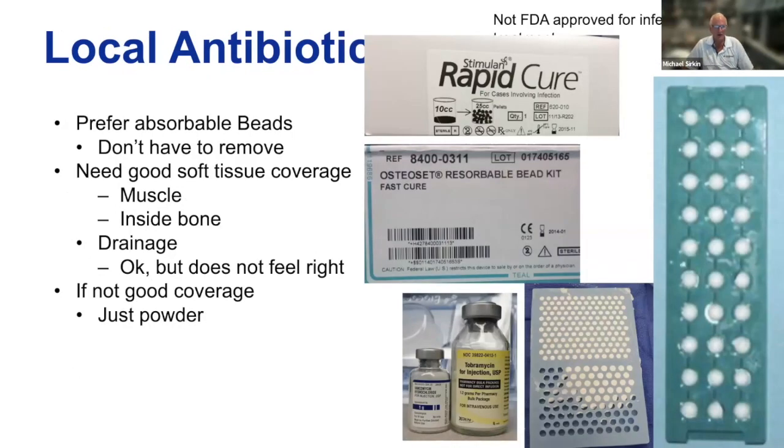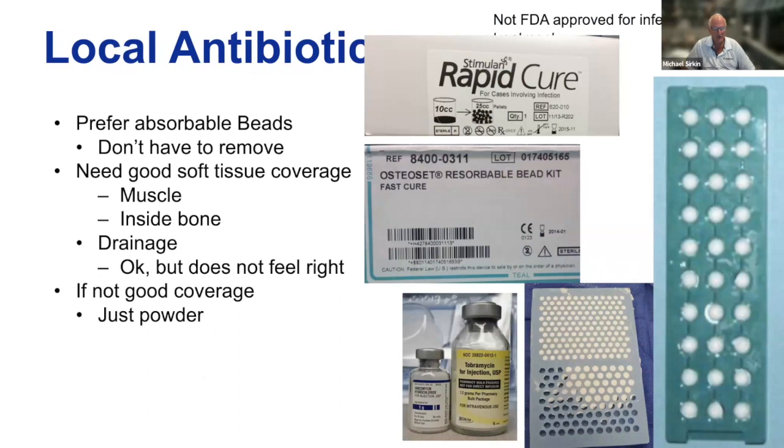The use of local antibiotics. I prefer absorbable beads, especially if you're going in to just try to treat an infection and let the fracture heal, and I use calcium sulfate. The 2 most commonly available ones are Stimulan and Osteoset. You can figure out how to use them. And I use tobramycin and vancomycin, and they make beads.